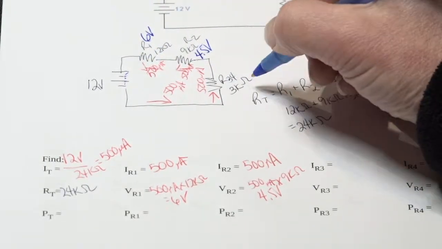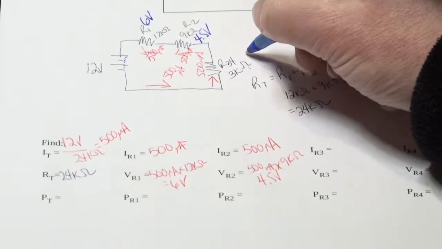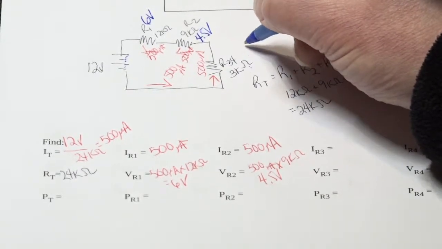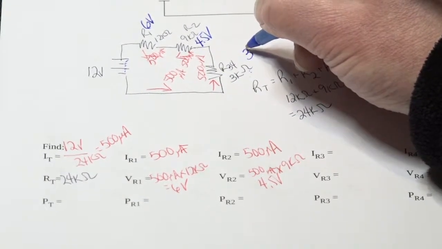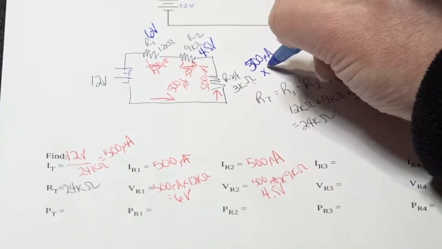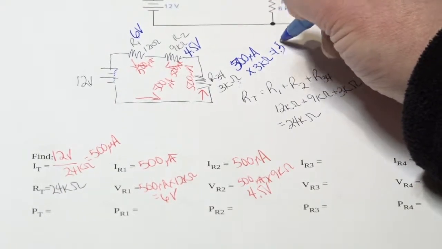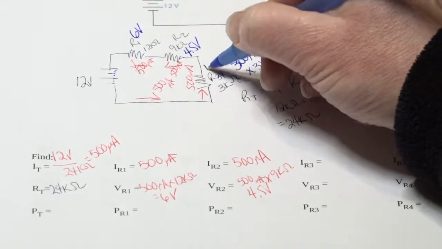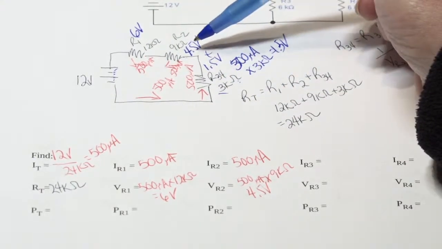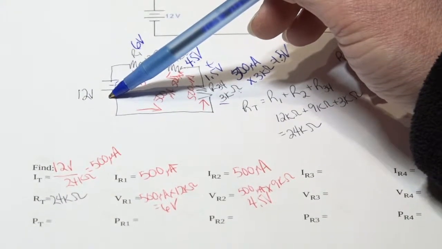So we could apply Ohm's law just for this 3 kΩ resistor. We would say, okay, for the R34 combination, 500 microamps times 3 kΩ gives us 1.5 volts. And indeed, that 1.5 plus 4.5 plus 6 adds up to 12.